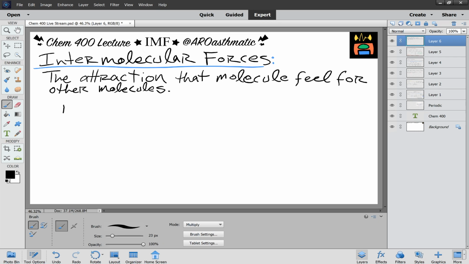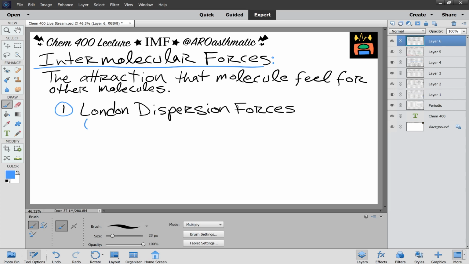The first is called London dispersion forces. Sometimes you may have heard these called just dispersion forces or van der Waals. He's a Dutch guy with 2 A's in his name. Van der Waals forces. Another name this goes by, depending upon who taught this to you.